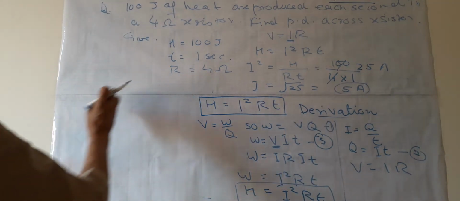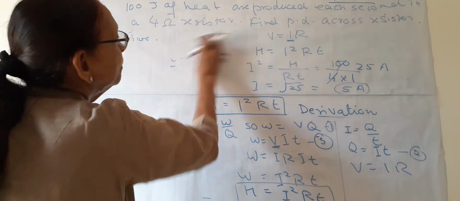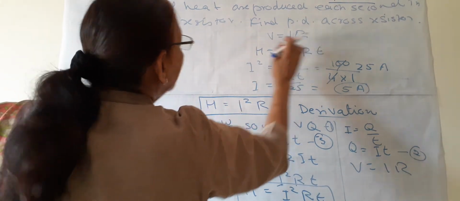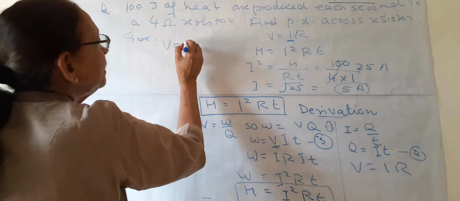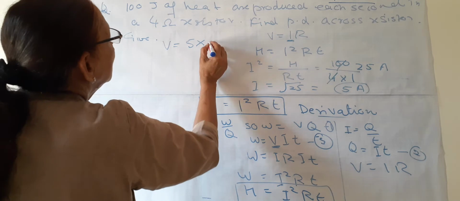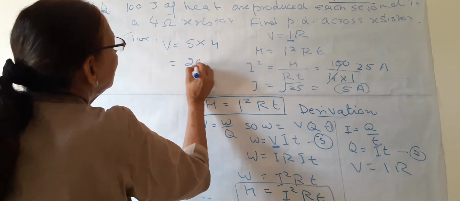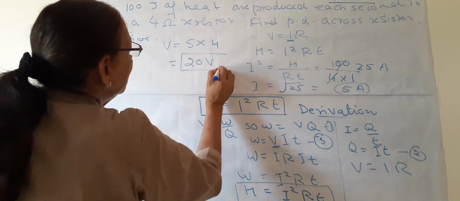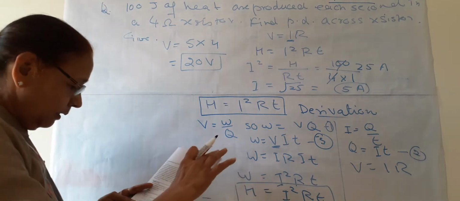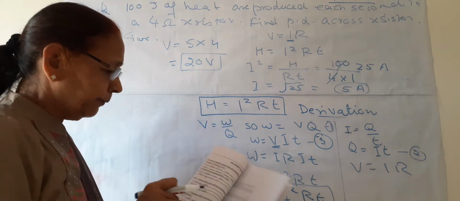Now we have to calculate the potential difference. Potential difference V is equal to I into R. So V will be equal to 5 into R, which is 4. 20 volt will be the potential difference. So this is how this numerical is solved.